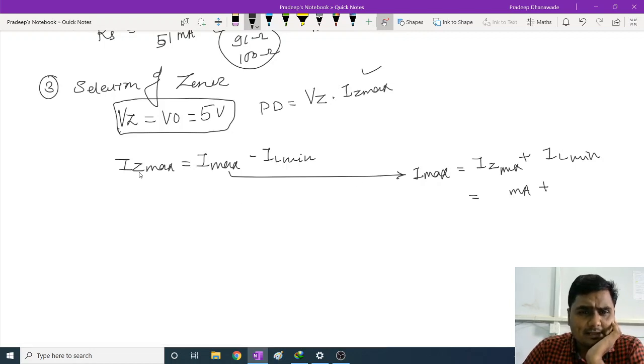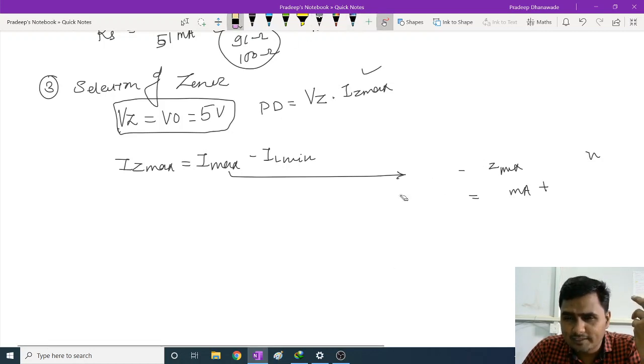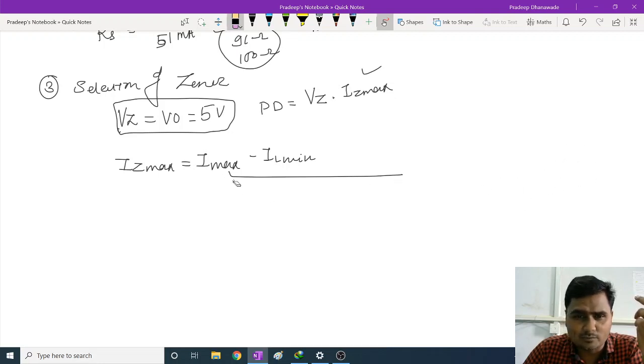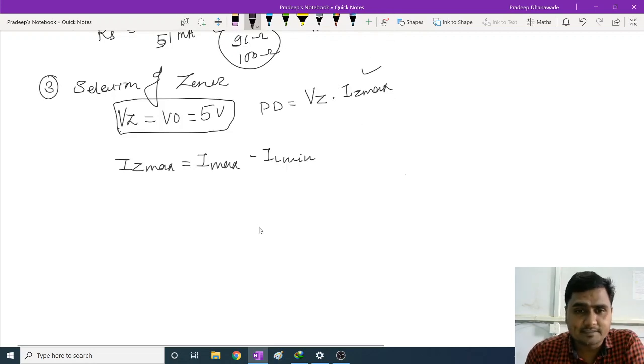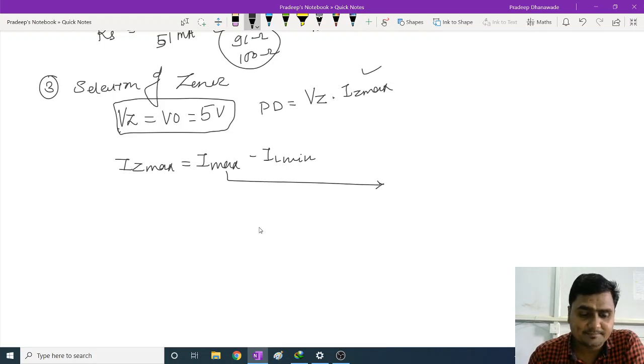Look at this. To calculate Iz max, I need I max, and to calculate I max, I need Iz max. So one needs to know Iz max to calculate I max, or you need to know I max to calculate Iz max. It's like a circular thing. We are still roaming in the same circle. So this is not useful. We need to find some other way to calculate Iz max. So let us find another way. Okay, we'll go with another equation for Iz max.